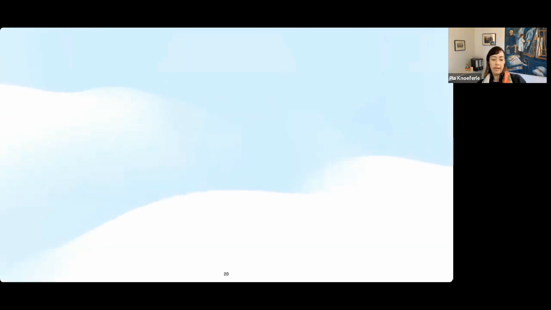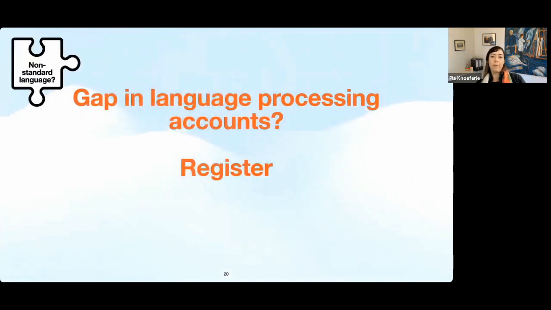All right, that gets me now to the third puzzle of the talk. We've looked at age differences and the effects of different world language relations in eye tracking studies. We've looked at bilingual background and how that can affect the time course of language processing. And now we're going to look at a further gap in language processing accounts concerning register, so non-standard language.